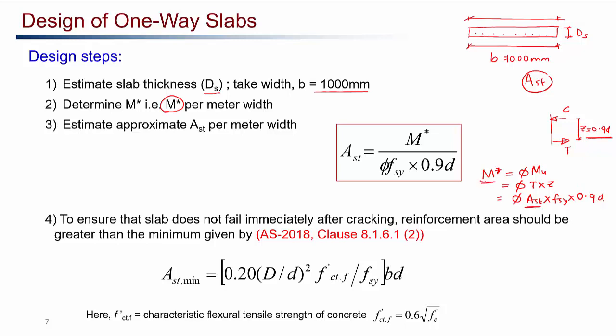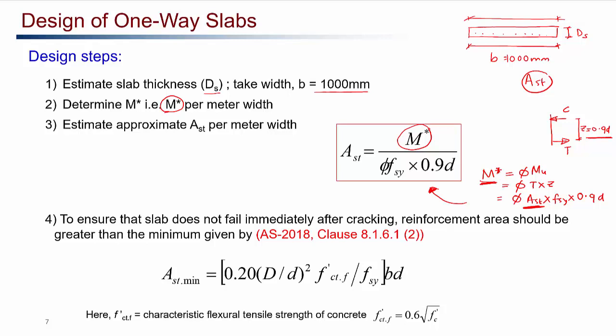With this equation, we can find out the area of reinforcement required when we know the maximum positive and negative bending moment. Simplifying this equation, the area of reinforcement required is M star over phi fsy 0.9 D. From there, we can estimate the area of reinforcement required for both positive and negative bending moments separately.